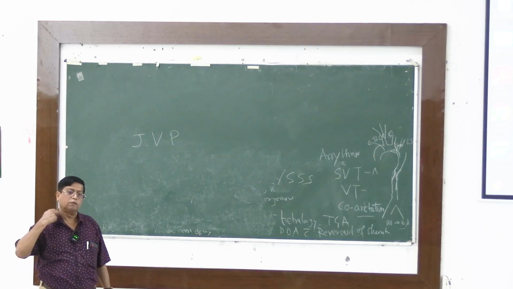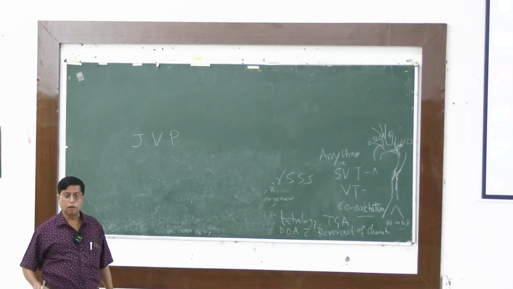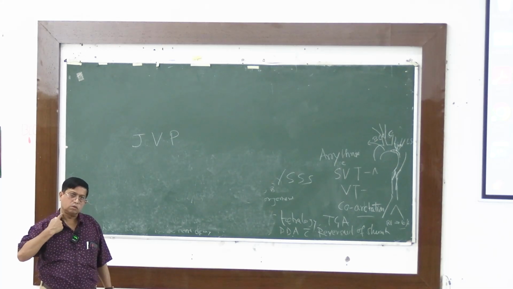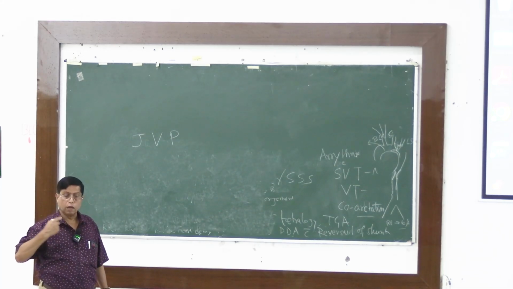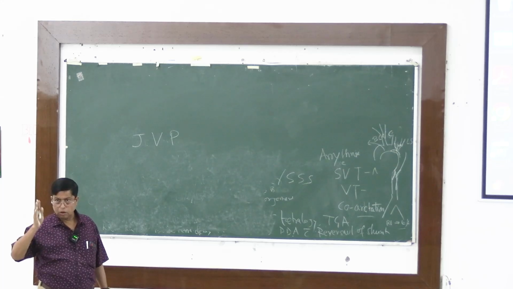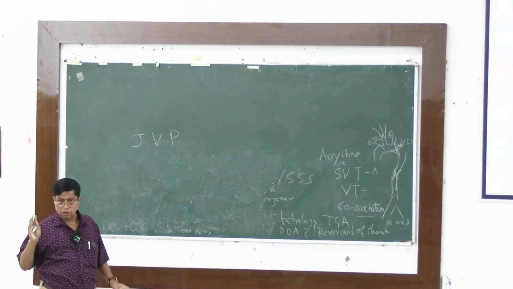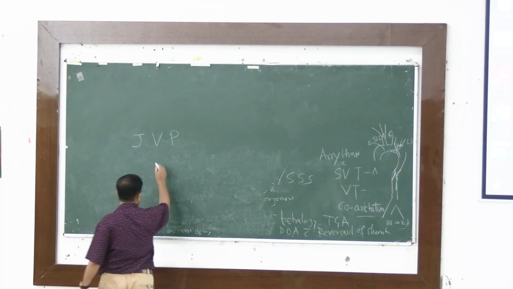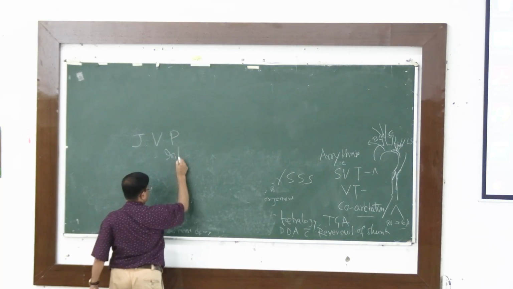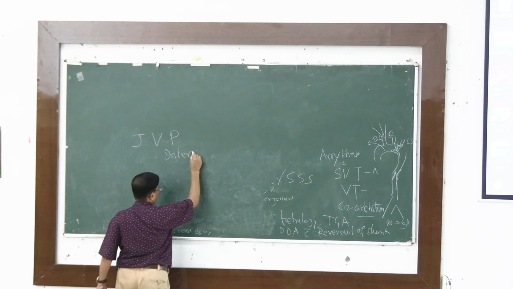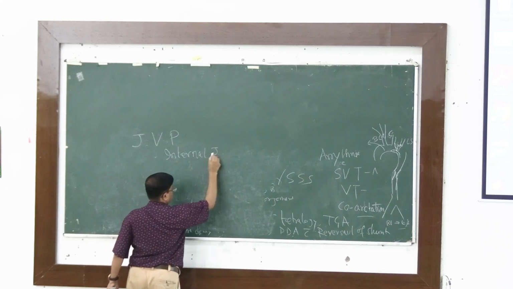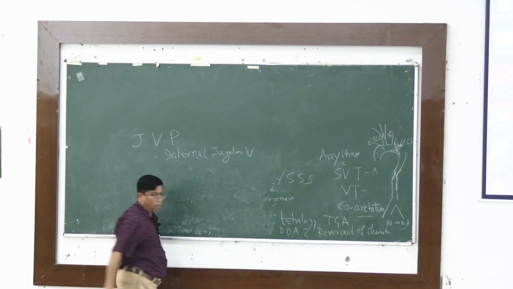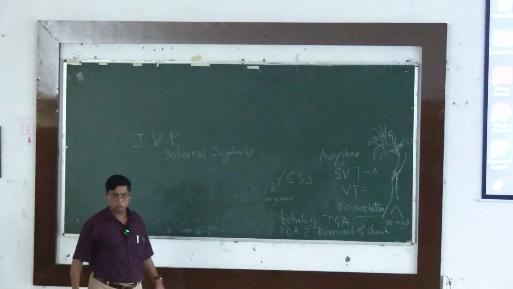There are two important neck veins visible: the internal jugular vein and the external jugular vein. The external jugular vein is slightly oblique, and the internal jugular vein is very straight. So, for jugular venous pressure, we see the internal jugular vein, not the external jugular. Jugular venous pressure means the internal jugular vein first. This is not external, this is the internal jugular vein.